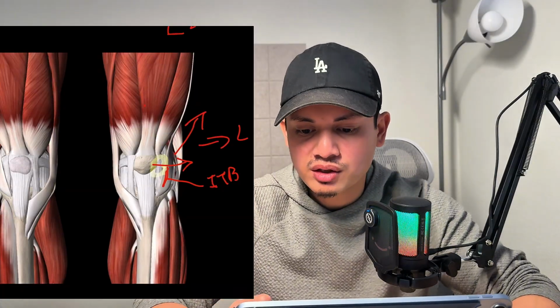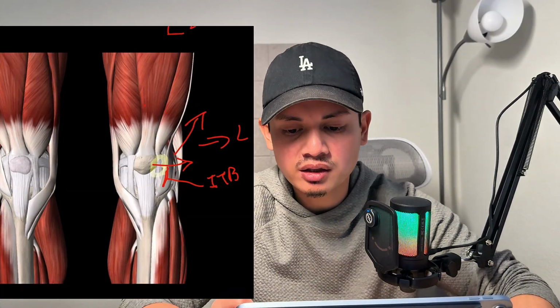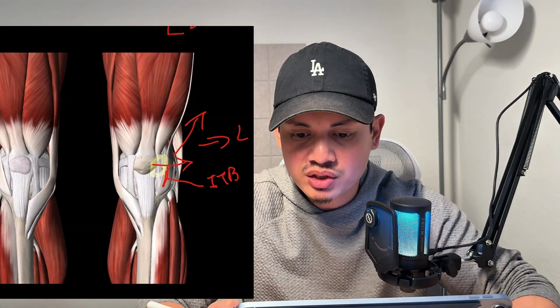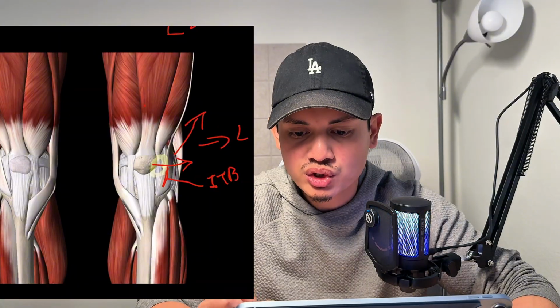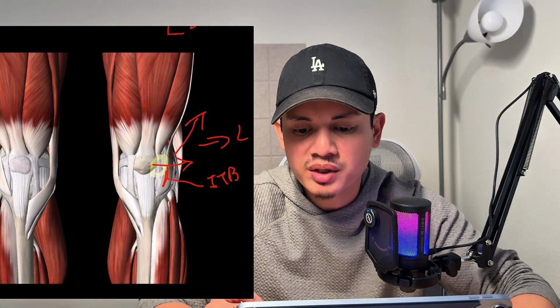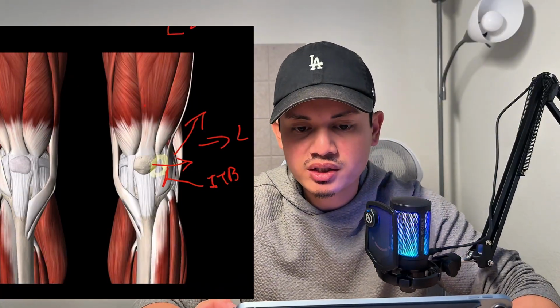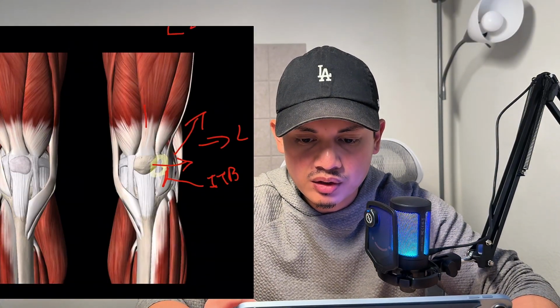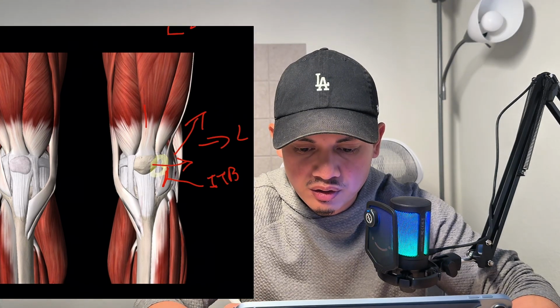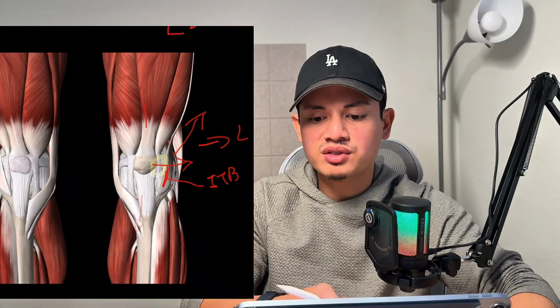So tightness and restriction of that IT band would cause a lateral tracking of the kneecap. So for us, we want to make sure that any of these lateral structures, such as the IT band, maybe the lateral quad, the TFL, that they're not excessively tight or restricted, so that you can have normal superior, inferior gliding and no excessive side-to-side tracking.